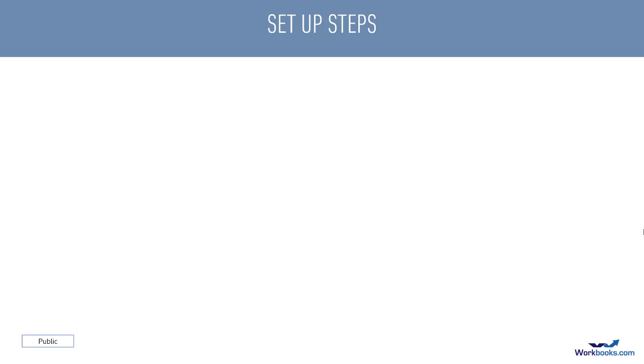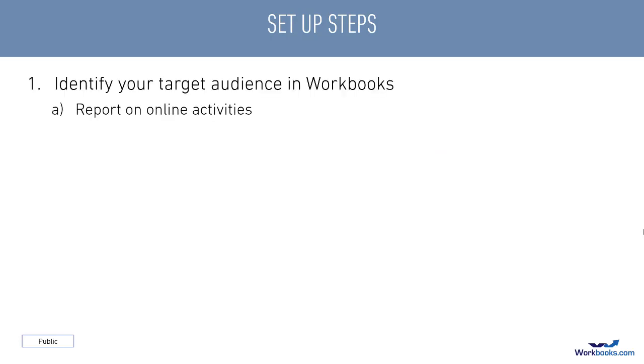Let's look at the steps required to set up a workflow campaign. Firstly, you need to identify your initial target audience by building a Workbooks report. In our scenario, we want to email anyone who fills in our trial form. Obviously, we can't know who's going to do that in the future, so you might think it's difficult to build the report. However, if you're using Web Insights, you can build a report that looks at online activities, because every time someone fills in the trial form on your website, an online activity will be created within Workbooks, and the person or lead will be added to the report.